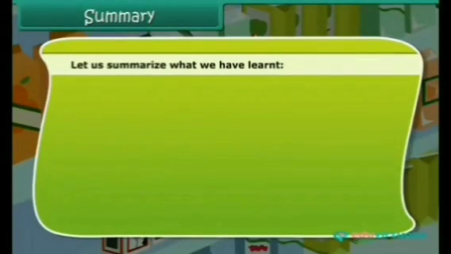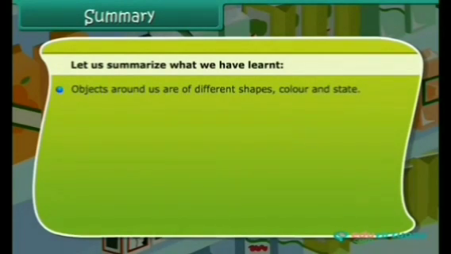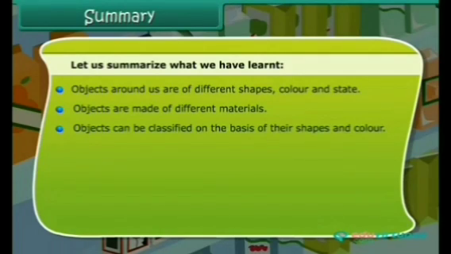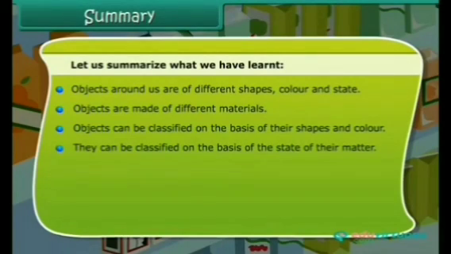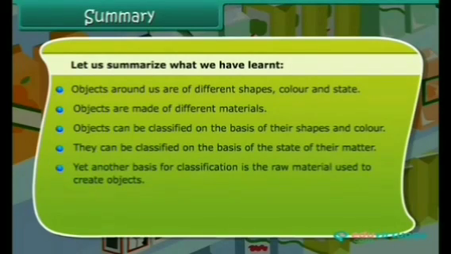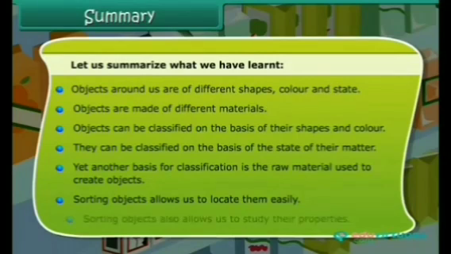Let us summarize what we have learned. Objects around us are of different shapes, color and state. Objects are made of different materials. Objects can be classified on the basis of their shapes and color. They can be classified on the basis of the state of their matter. Yet another basis of classification is the raw material used to create objects. Sorting objects allows us to locate them easily. Sorting objects also allows us to study their properties.